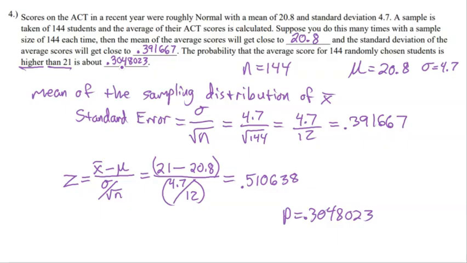Okay, and that's the probability out of 1 that the average score of the average of the 144 students is larger than 21. Okay. All right, let's move on to question 5.